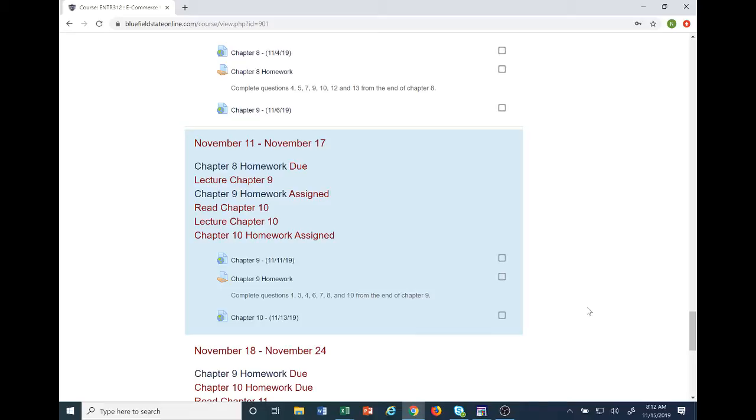Professional service auctions. This is going to be probably one of the more interesting uses for auctions on the web and in eBay's marketplace for professional services.